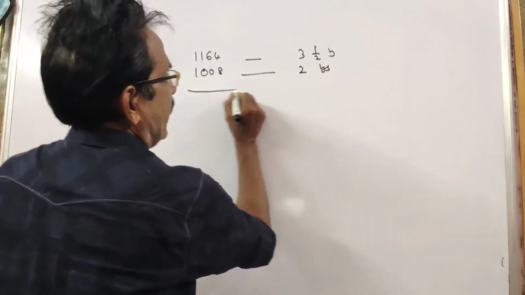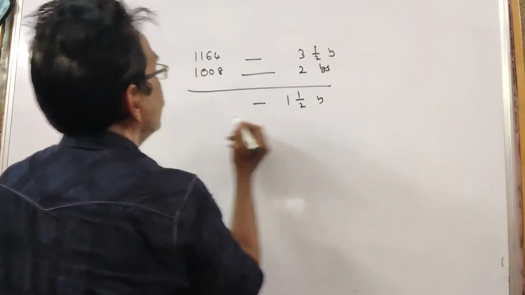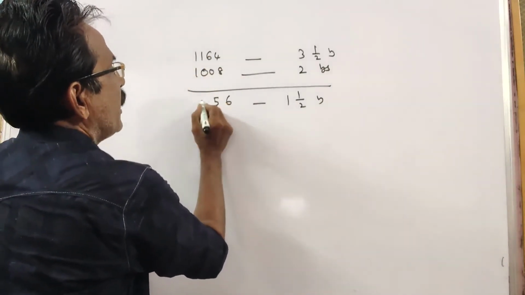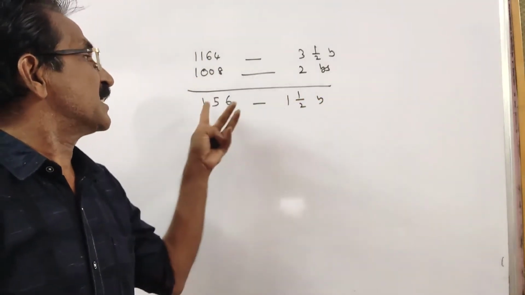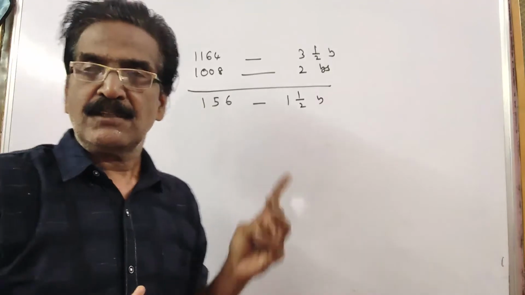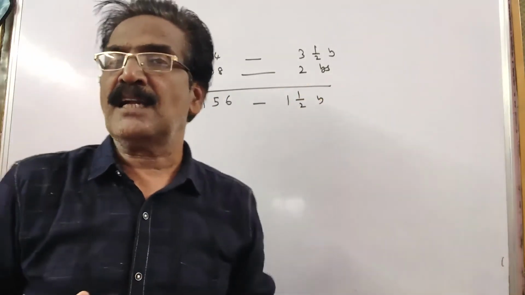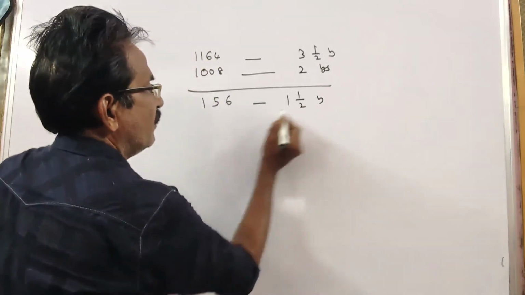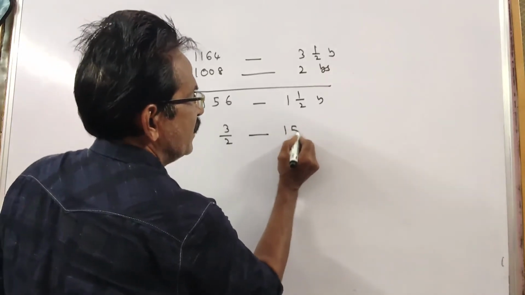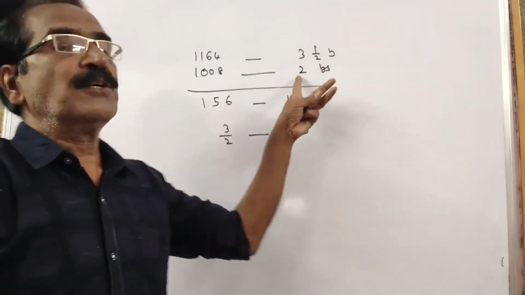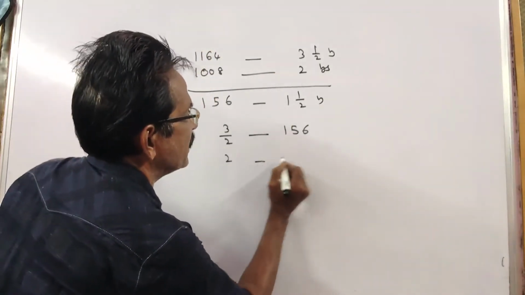Now let us subtract. So here the difference is 1.5 years, and 1164 minus 1008 is 156. So that means you are getting an interest of rupees 156 in 1.5 years. 1.5 years means 3/2. For 3/2 years you are getting interest 156. So for 2 years how much interest do you get?